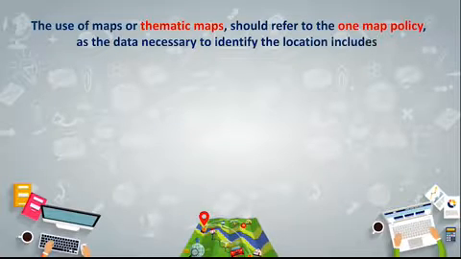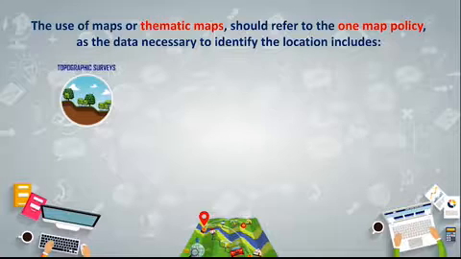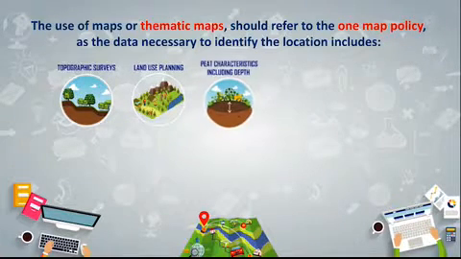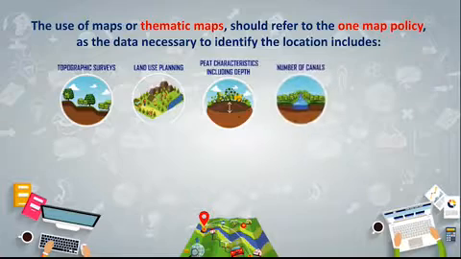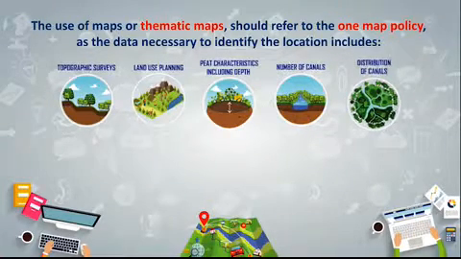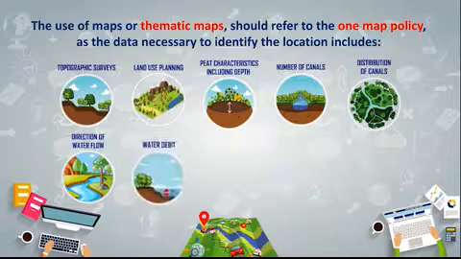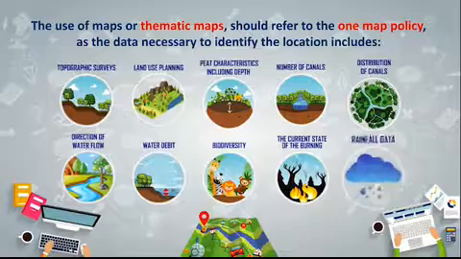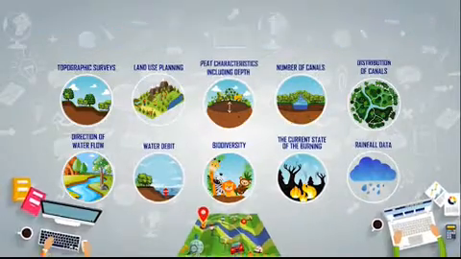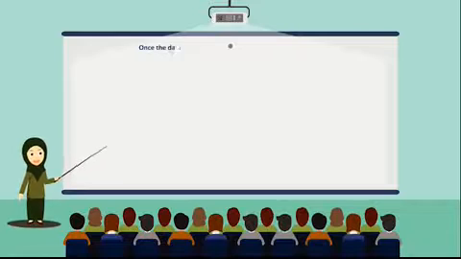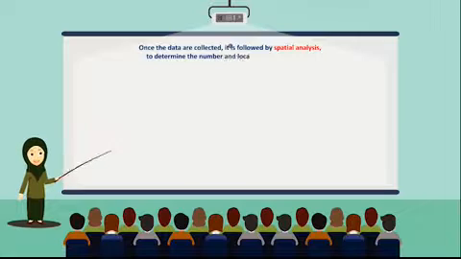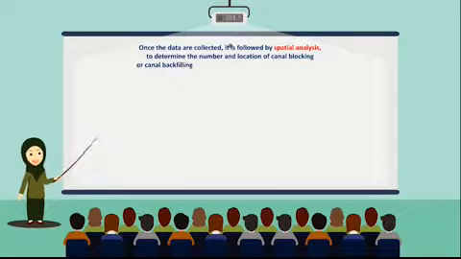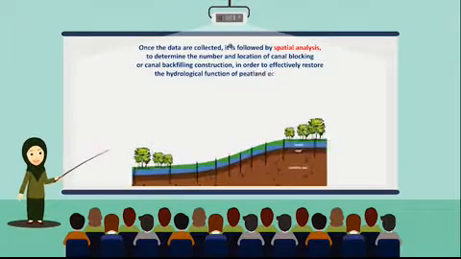the location includes topographic surveys, land use planning, peat characteristics including depth, number of canals, distribution of canals, direction of water flow, water debit, biodiversity, the current state of burning, and rainfall data. Once the data are collected, it is followed by spatial analysis to determine the number and location of canal blocking or canal backfilling construction in order to effectively restore the hydrological function of peatland ecosystems.